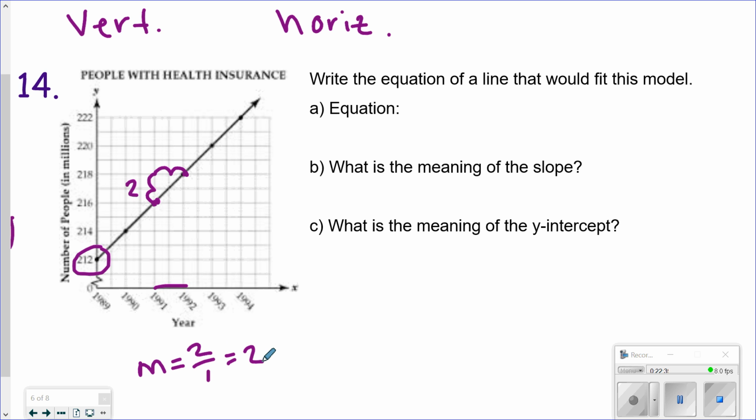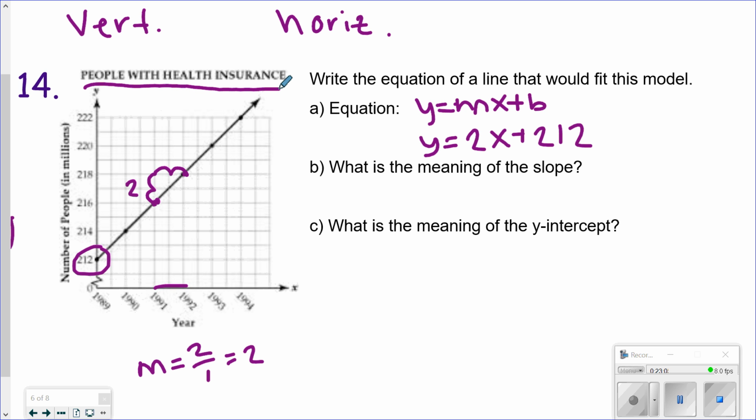So y is equal to mx plus b. Y is equal to my slope, which I know is 2x, plus my b value is 212. What's the meaning of the slope? Well, if we look at our graph, the title here is People with Health Insurance. If I look at the bottom, the x-axis, that tells me years, and then the y-axis here tells me number of people in millions. So the slope then would be the rise in people per year who have health insurance.